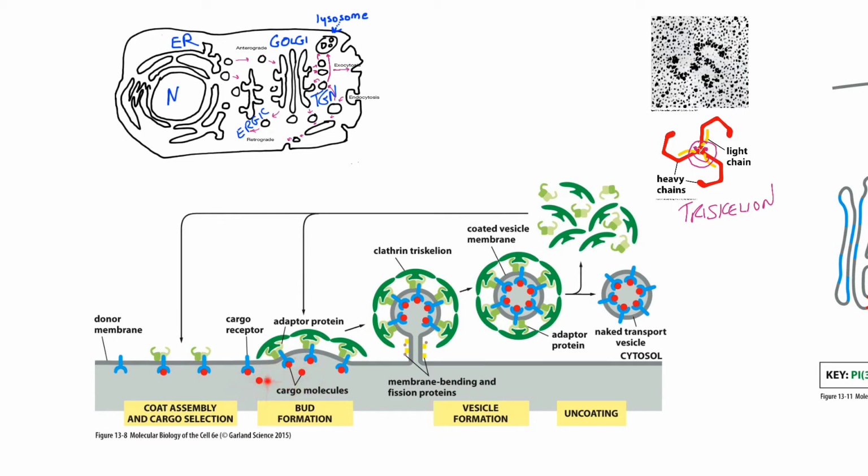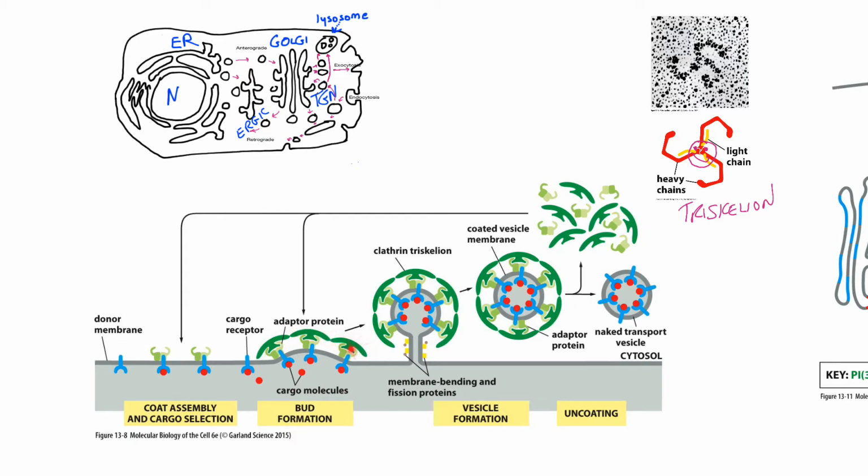The cargo molecules and receptors, if there is one, and adapters form a cluster at the surface of the plasma membrane. This could also be in the trans-Golgi, which is why it's kept somewhat generic. We're calling it a donor. But let's just talk about bringing something in from the plasma membrane.